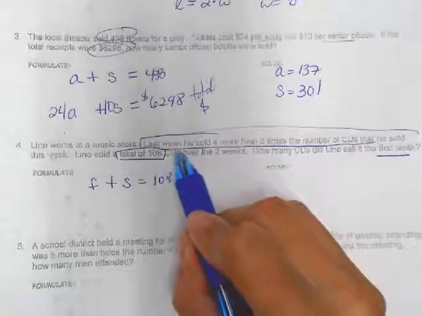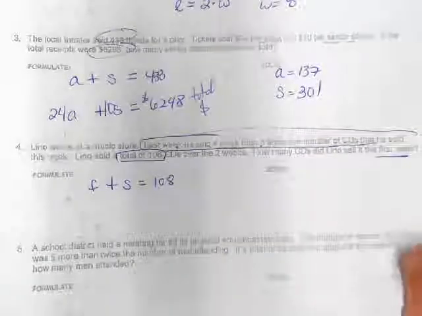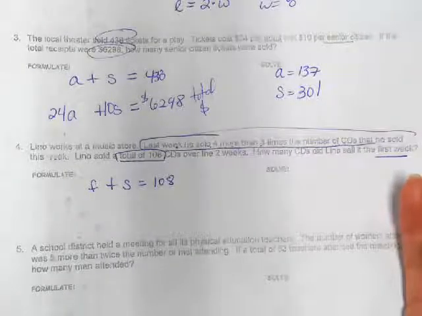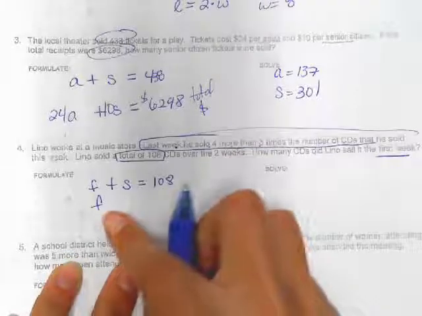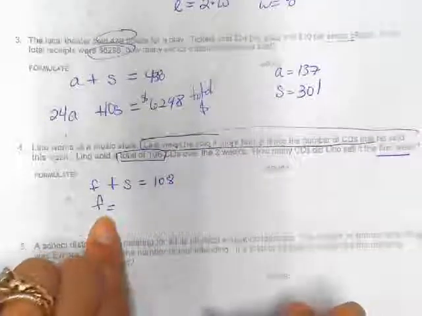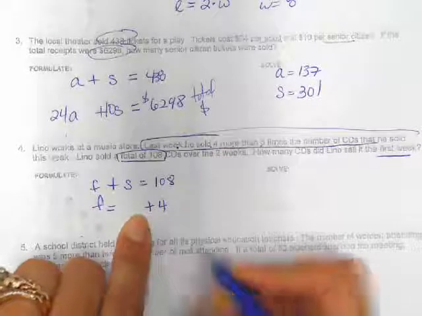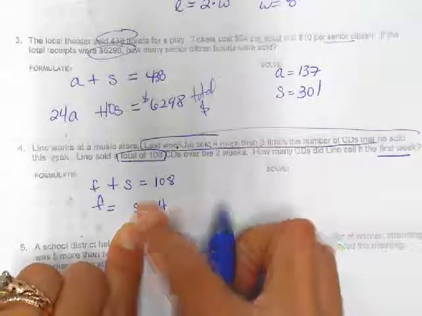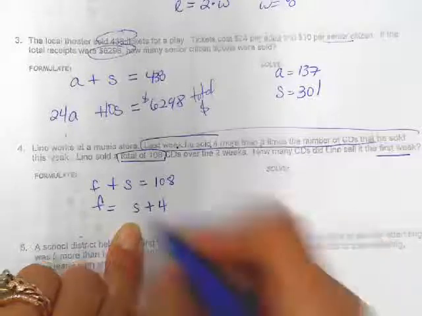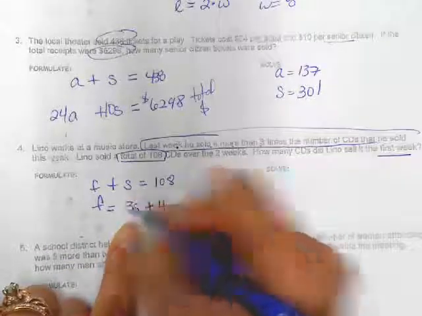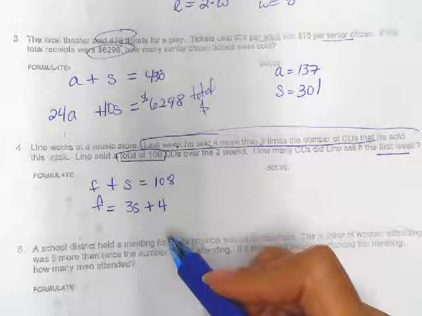But it says he sold last week 3 times the number of CDs that he sold this week. So which one did he sell more, this week or last week? Last week. It's always easier to start with the one that is greater. So the first week he sold more. We'll set that equal to the second week, but he sold more, so it would be plus something. Whatever the second week is, we add to it. It says 3 times the number he sold the second week, this week. So don't forget to include the times. So he sold more than 3 times the number of CDs that he sold the second week.